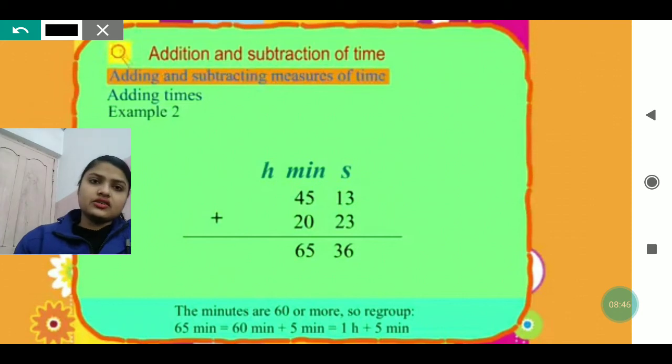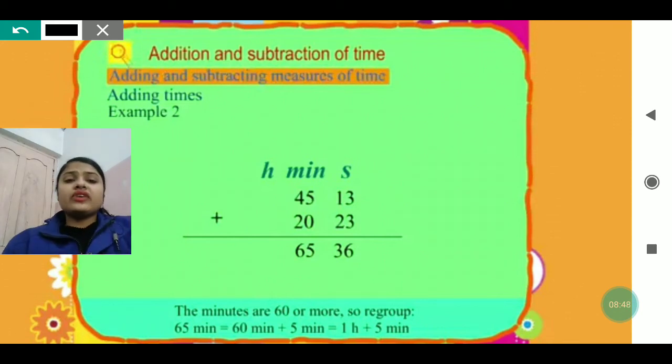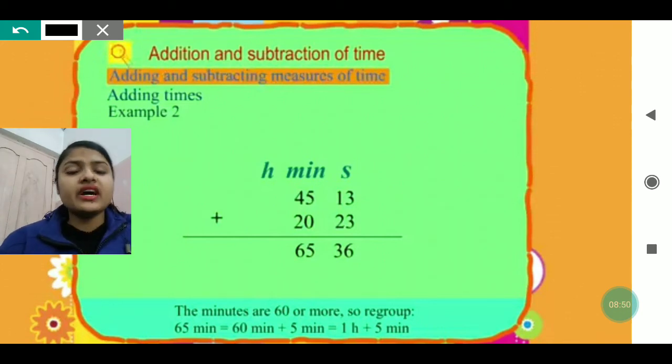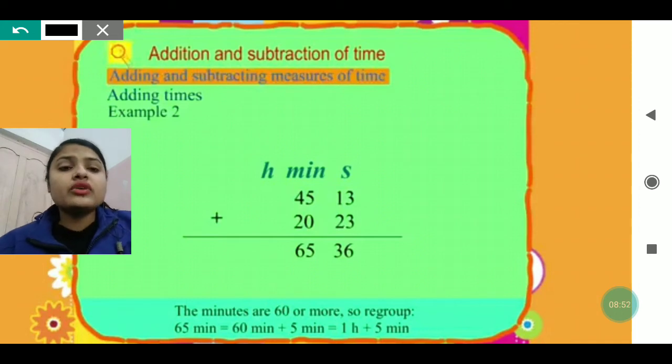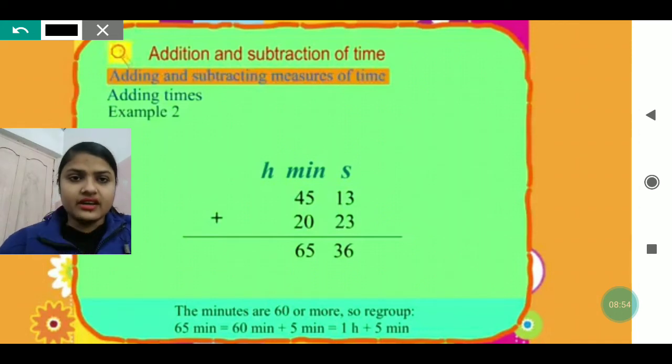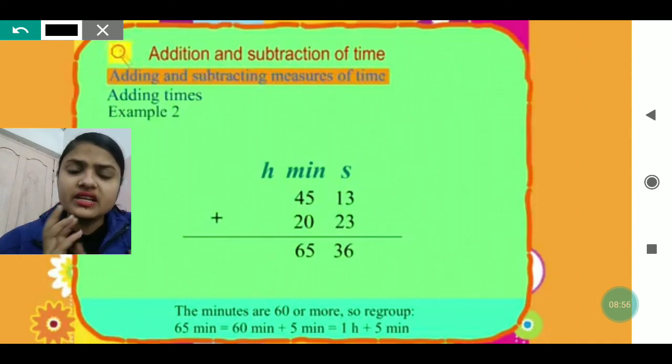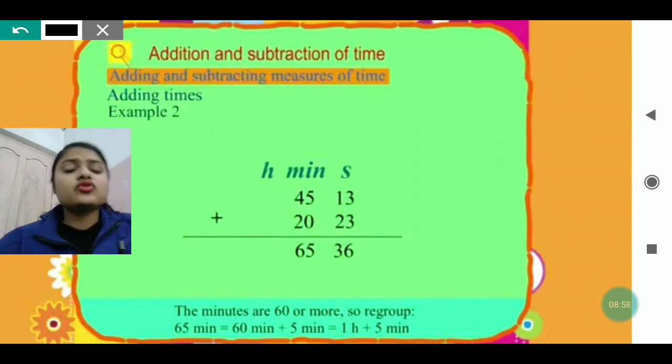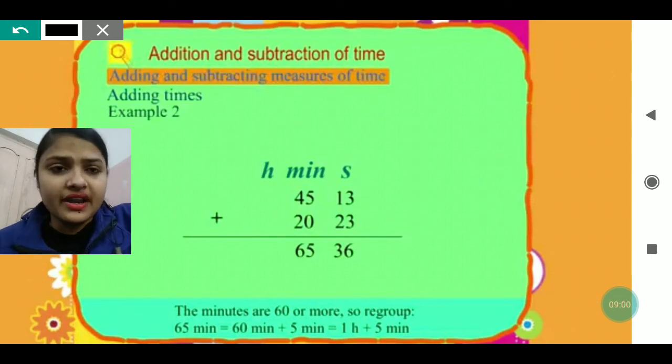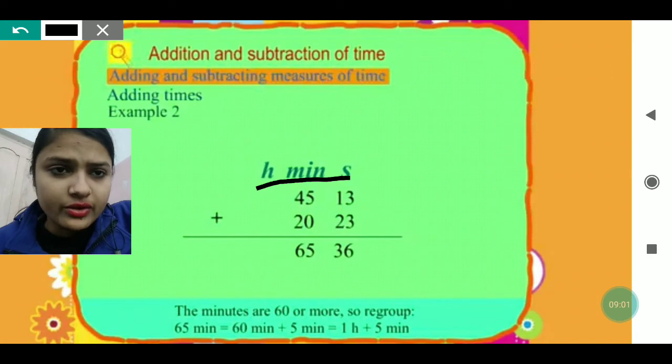Similarly, you can see this question. In this also we are adding. Here three things are there: one is hour, one is minute, and one is second. So when we are doing this, first we will arrange the numbers according to the column.